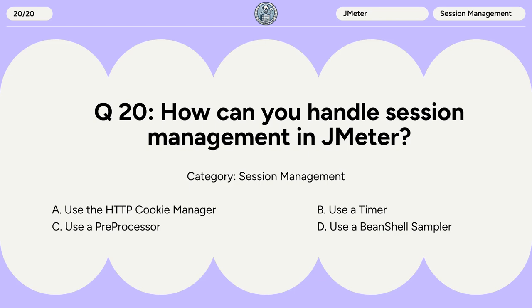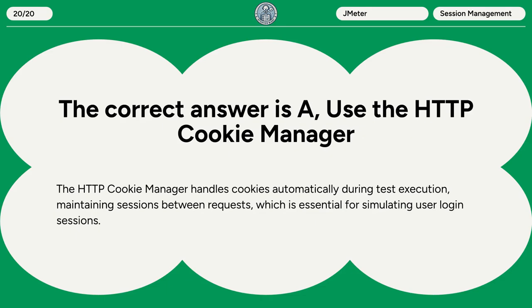Question 20. How can you handle session management in JMeter? A. Use the HTTP cookie manager. B. Use a timer. C. Use a preprocessor. D. Use a bean shell sampler. The correct answer is A. Use the HTTP cookie manager. The HTTP cookie manager handles cookies automatically during test execution, maintaining sessions between requests, which is essential for simulating user login sessions.